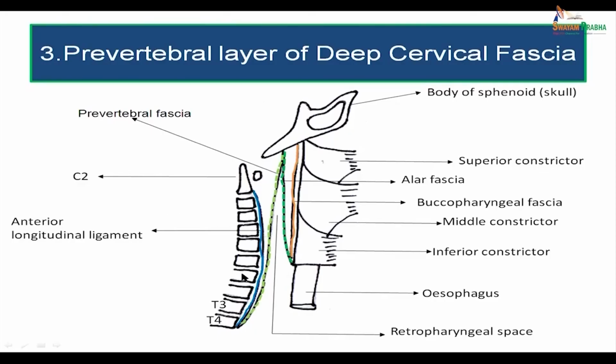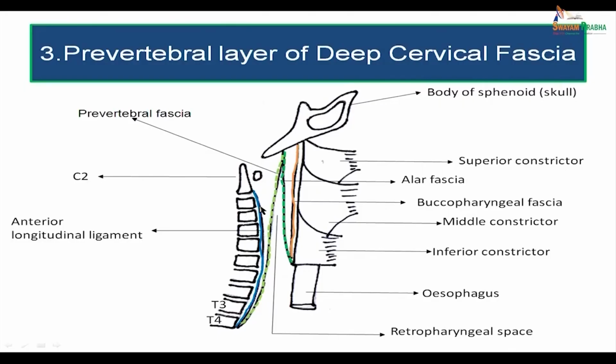These are the bones of the vertebral column. The uppermost one is the second cervical vertebra, then the third, then the fourth, and so forth, and finally we reach the level of thoracic vertebrae 3 and thoracic vertebrae 4. Now you can appreciate this orange colored line which is attached to the base of skull and it is passing just behind the constrictor muscles. This is the buccopharyngeal fascia.